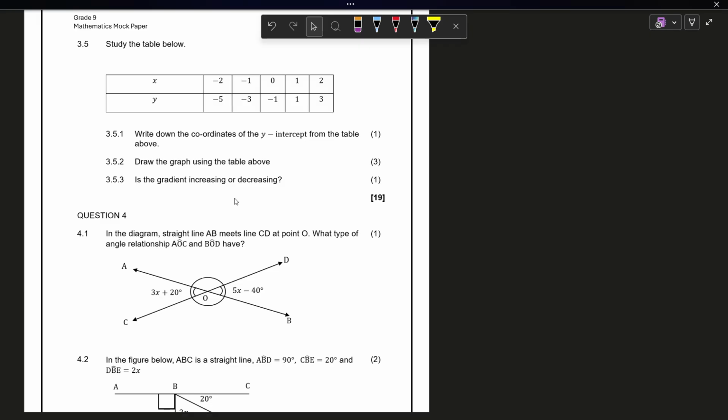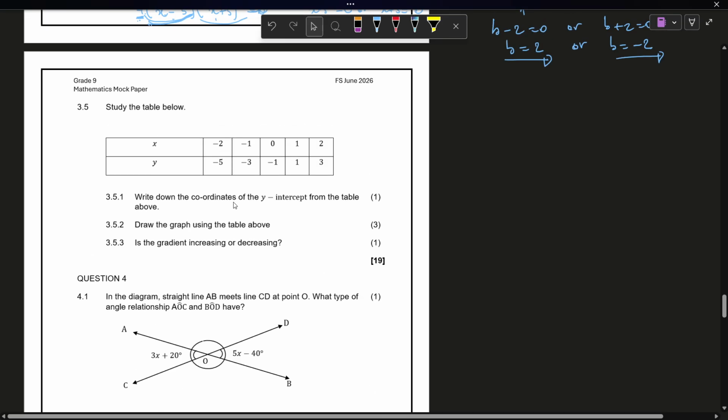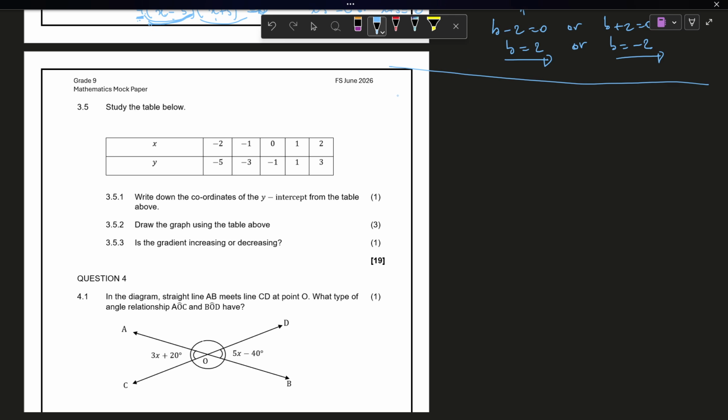3.5. Study the table below. Okay, what have we got here? What is the first question? Let me just draw the line, because we are competing with space. This screen is just too small to write everything. So 3.1, write down the coordinates of the y-intercepts from the table.